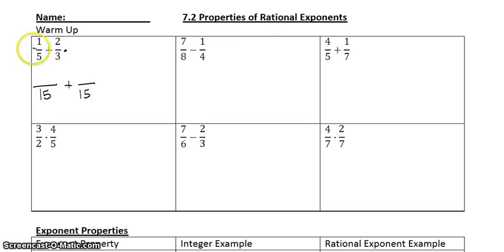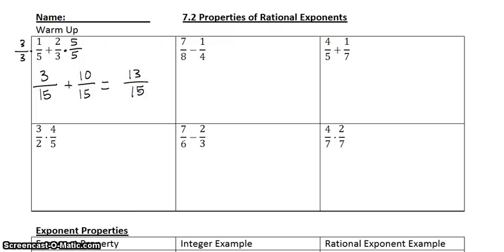For the first fraction, you can multiply by 3 over 3 to get a 15 on bottom. So on top, 3 times 1 is 3. For the second fraction, you can multiply the top and bottom by 5 in order to get the bottom to be 15. And then 2 times 5 on top is 10. So my answer for this is 13 fifteenths.